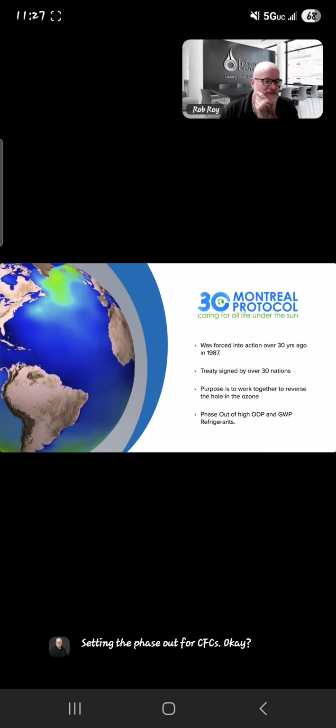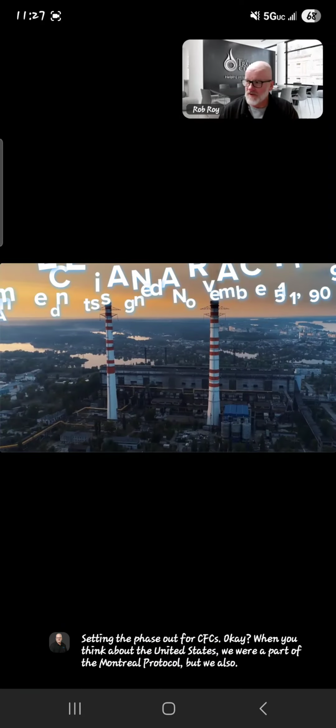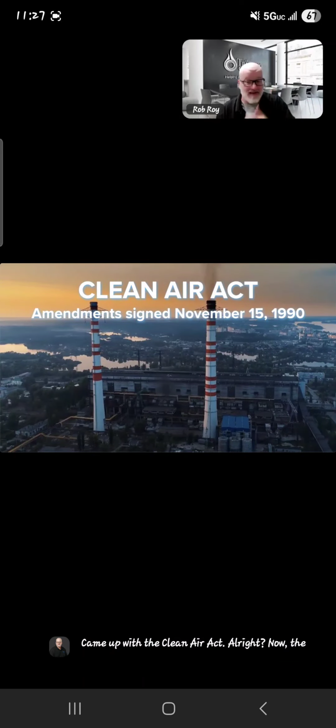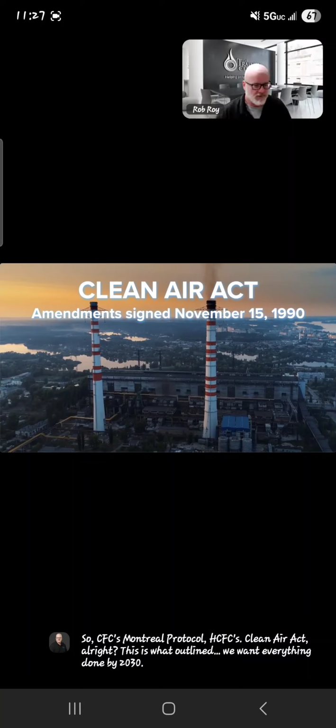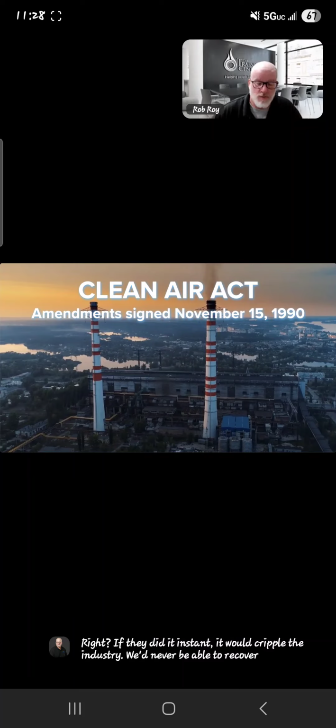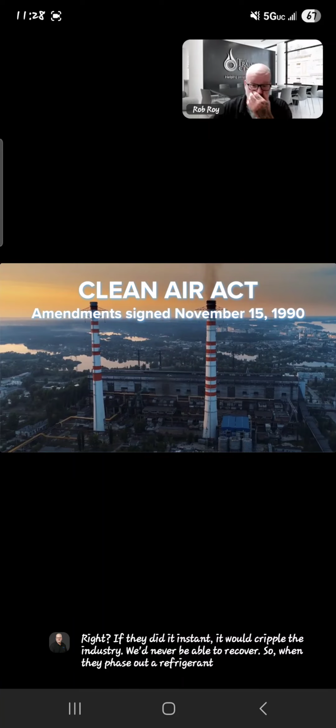When you think about the United States, we were a part of the Montreal Protocol, but we also came up with the Clean Air Act. Now, the Clean Air Act is what set the schedule for HCFCs. So CFCs, Montreal Protocol; HCFCs, Clean Air Act. This is what outlined, we want everything done by 2030. Now, when they phase out these refrigerants, it takes 20, 30 years. If they did it instant, it would cripple the industry. We'd never be able to recover. So when they phase out a refrigerant, it's over a span of time.